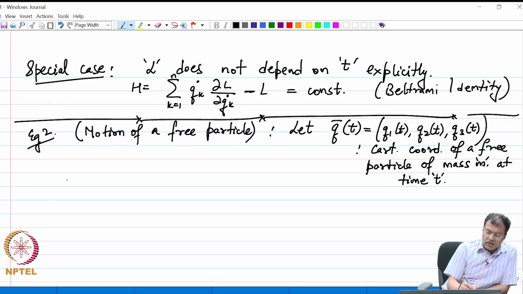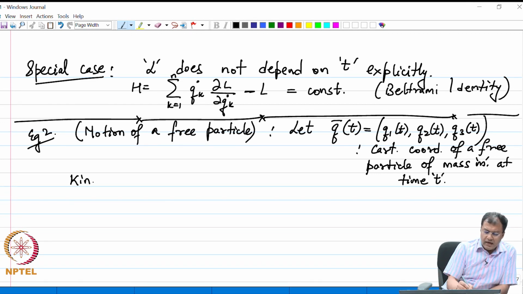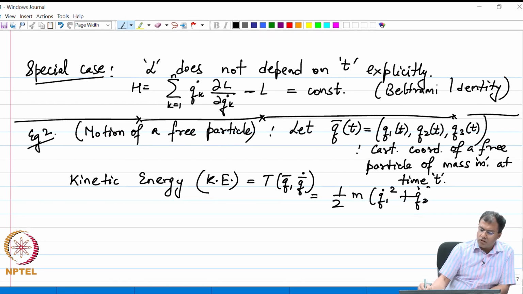Then the motion is going to be described using the sum of its kinetic energy and the potential energy, right. The kinetic energy of the particle, let me describe it using the abbreviation K.E., is defined by the function T of q bar dot, which is nothing but half m v square, or half m times q1 dot square plus q2 dot square plus q3 dot square. So, this is mass times the square of velocity, the kinetic energy.